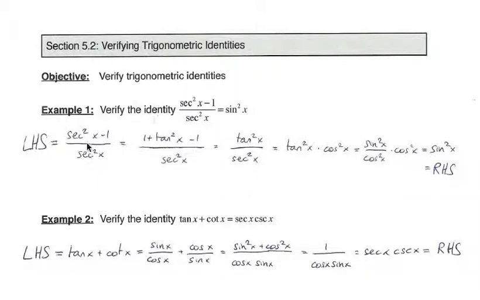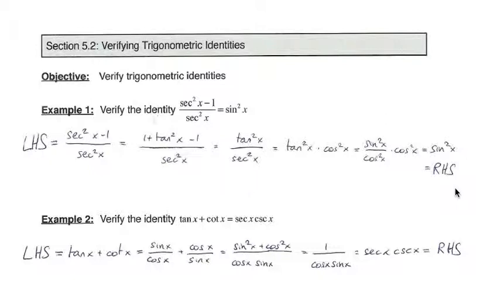What I did was I used the fact that secant squared x is 1 plus tan squared x. So this is what I got. Immediately I could simplify 1 and minus 1, so I got tan squared x over secant squared x, which simplifies to tan squared x times cosine squared x, because of secant squared x being 1 over cosine squared. And then if I write tan as sine over cosine, this is what I get, and I can simplify the cosine squares, and I get sine squared x, which is equal to the right-hand side.